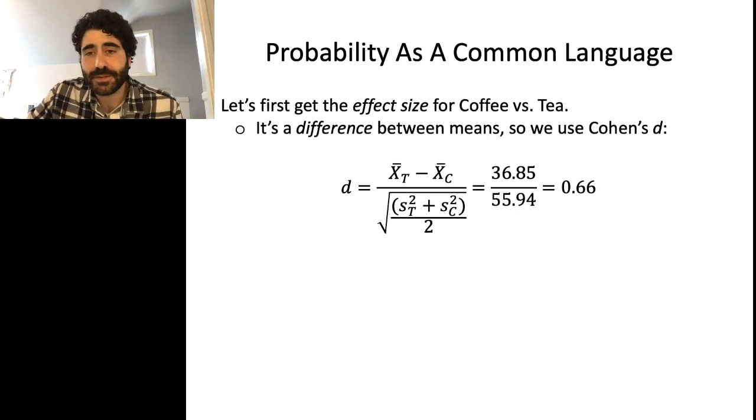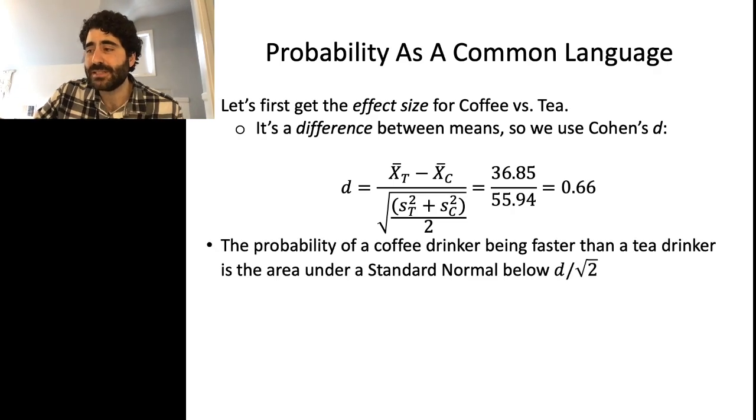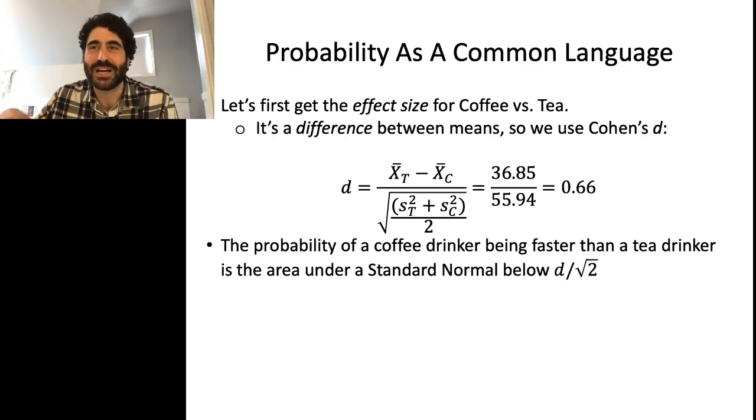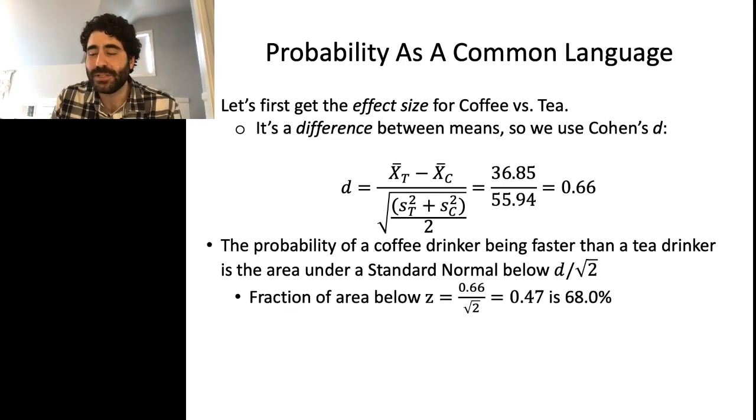So this is our d, and to compute this to a probability of superiority, we have to integrate the area under a standard normal distribution up to d divided by the square root of 2. You shouldn't worry about where that comes from; it gets derived out of the definition of probability of superiority. But the idea is that we can just compute 0.66 divided by the square root of 2, which is 0.47, and we look at the area under a standard normal from negative infinity up to 0.47, which is 68%.